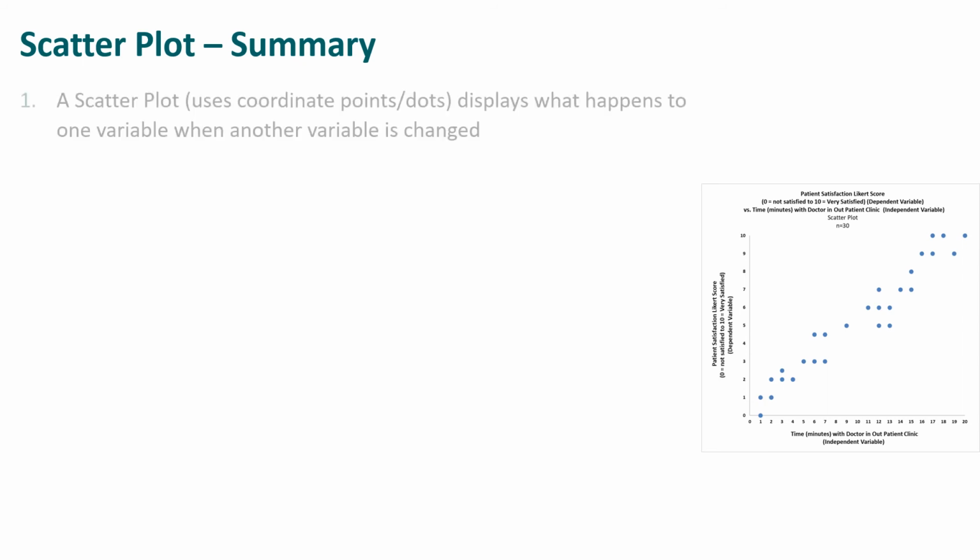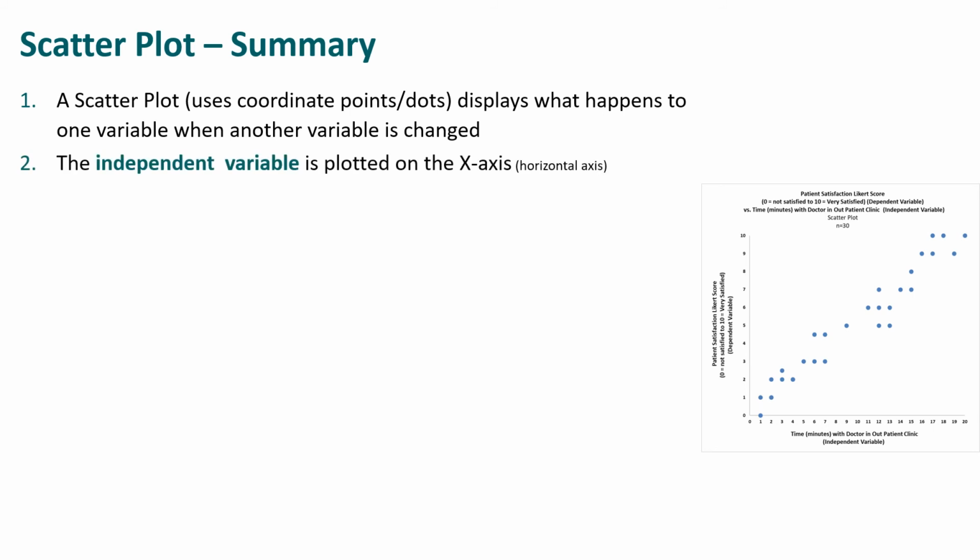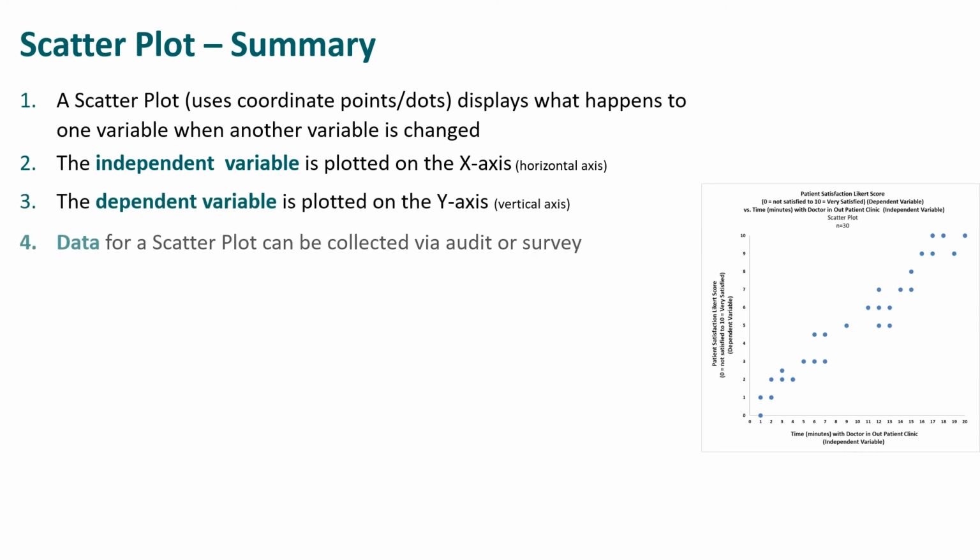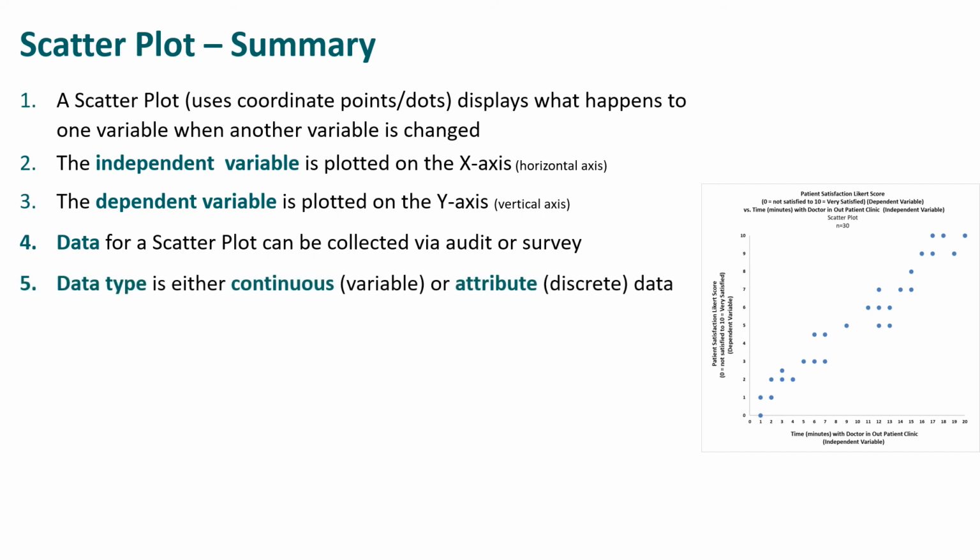So we're nearly at the end, and what we're going to do now is summarize the main features of a scatter plot. A scatter plot, which uses coordinate points or dots, displays what happens to one variable when another variable is changed. The independent variable is plotted on the x-axis, the horizontal axis, and the dependent variable is plotted on the y-axis, the vertical axis. The data for a scatter plot can be collected via an audit or a survey. The data type is either continuous or variable data, or attribute data, which is also known as discrete data. The minimum data set we'd like to see is at least 30 observations of paired data in your scatter plot.